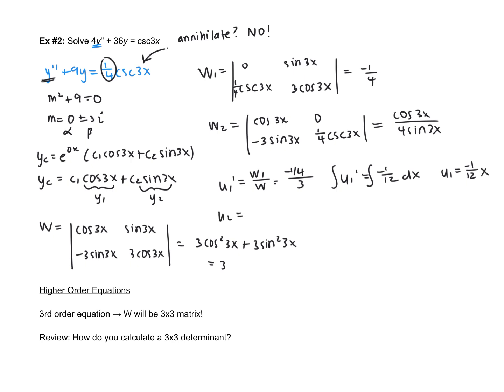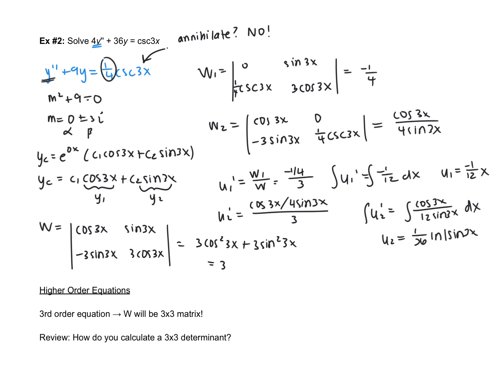Our u2 prime is going to be that cosine of 3x over 4 sine of 3x divided by 3. So for u2, we're integrating cosine of 3x over 12 sine of 3x dx. Integrating, our u2 ends up being 1 over 36 natural log of sine of 3x.